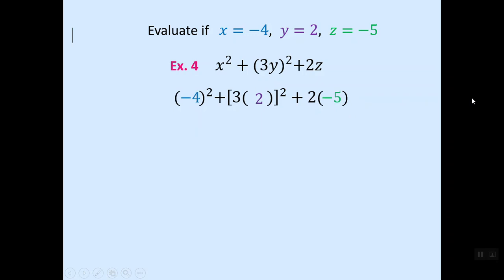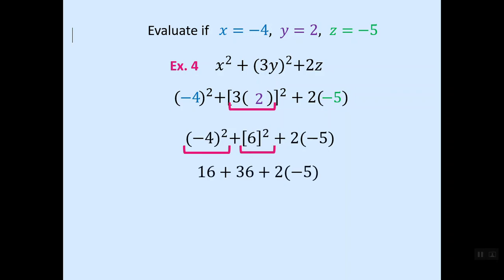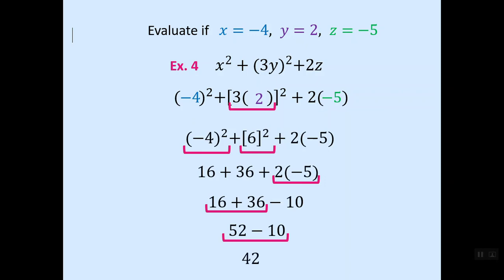Now, order of operations, I'm going to look at my grouping symbols. We got the brackets. I need to first do the multiplication inside. So I'm going to do 3 times 2 and get 6. Now, order of operations says I need to do exponents next. So we've got a negative 4 squared, and we have a 6 squared. So doing that, we've got negative 4 times negative 4 is positive 16. 6 squared is 36. Next, order of operations is going to be multiplication. So we get 16 plus 36 minus 10, because 2 times negative 5 is negative 10. And then we do the addition left to right, and the subtraction. Final answer is 42.